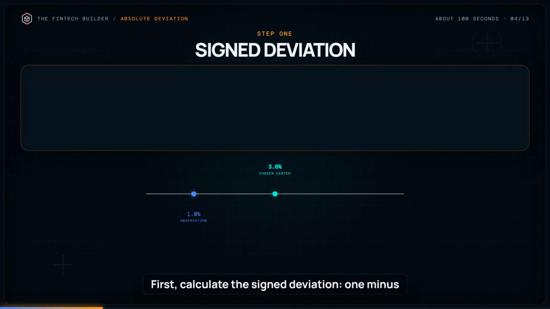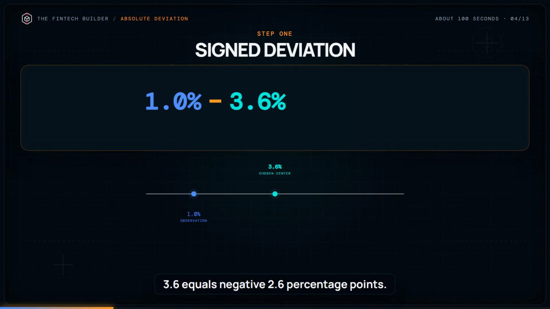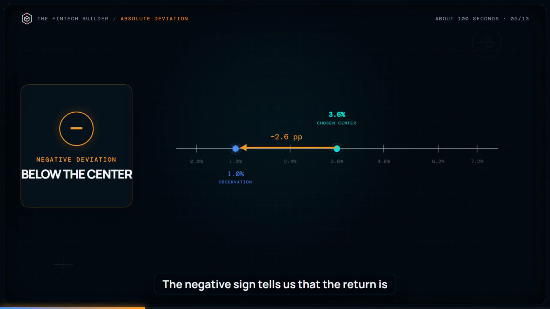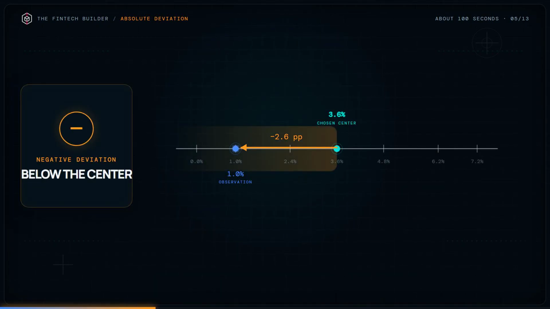First, calculate the signed deviation. 1 minus 3.6 equals negative 2.6 percentage points. The negative sign tells us that the return is below the center.